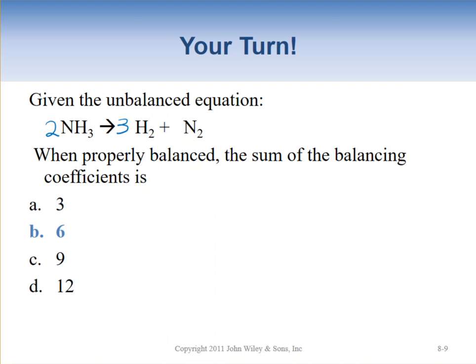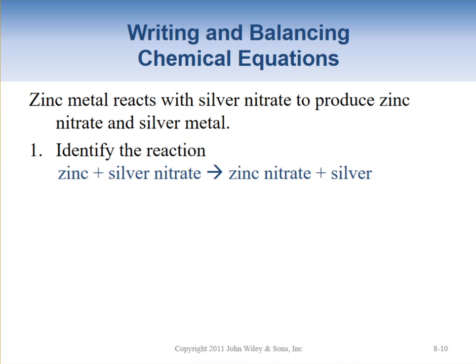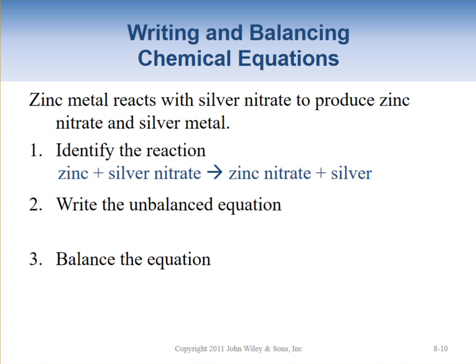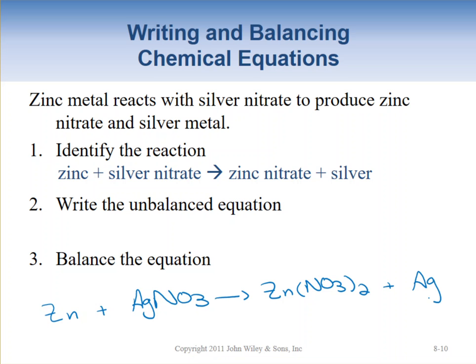All right, let's look at another example. You want to write the reaction between zinc metal and silver nitrate, which produces zinc nitrate and silver metal. So first we've got to write the reaction and then balance it. So zinc plus silver nitrate gives zinc nitrate and silver.